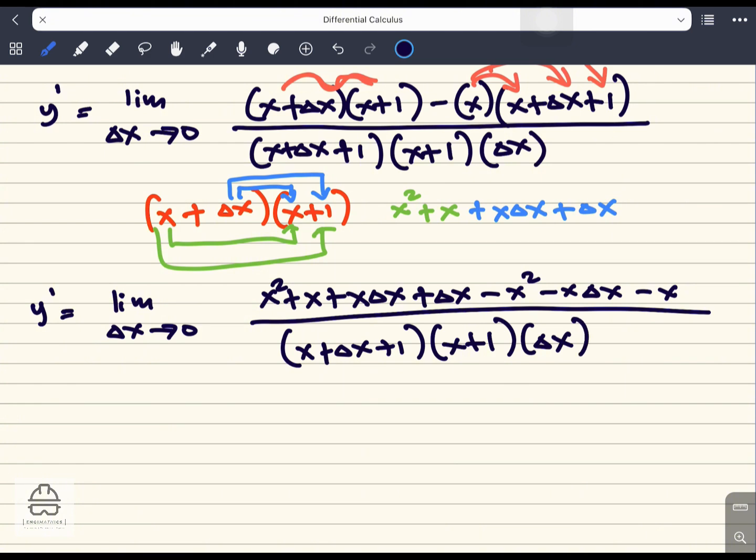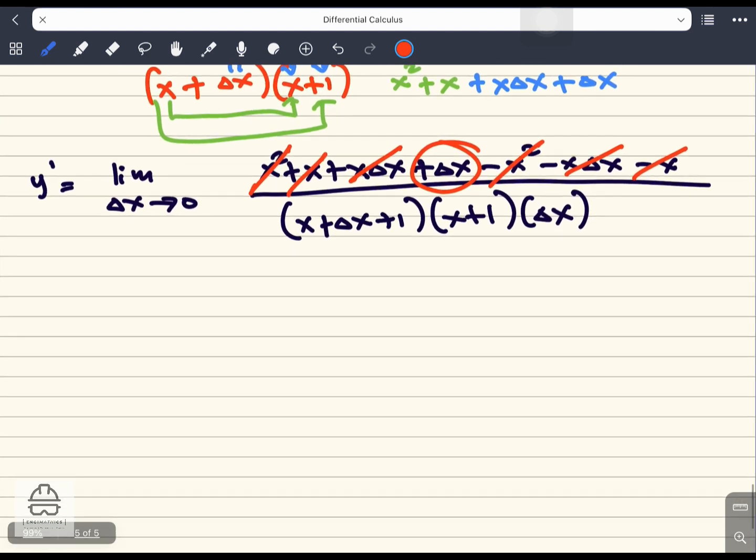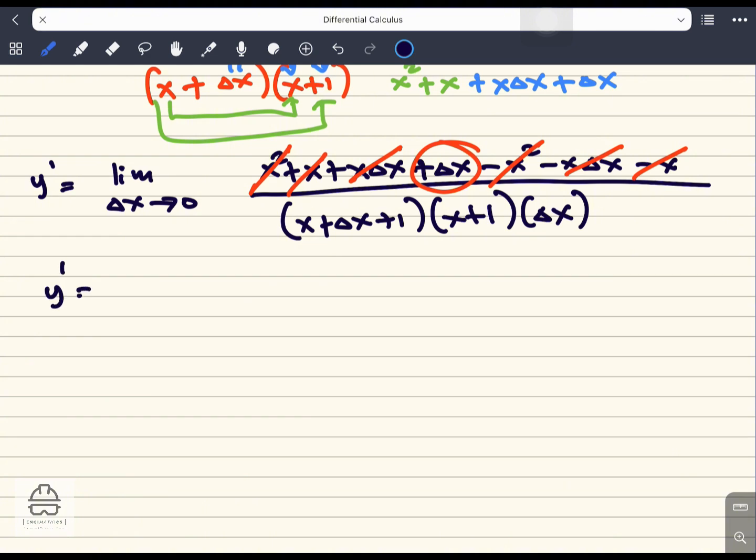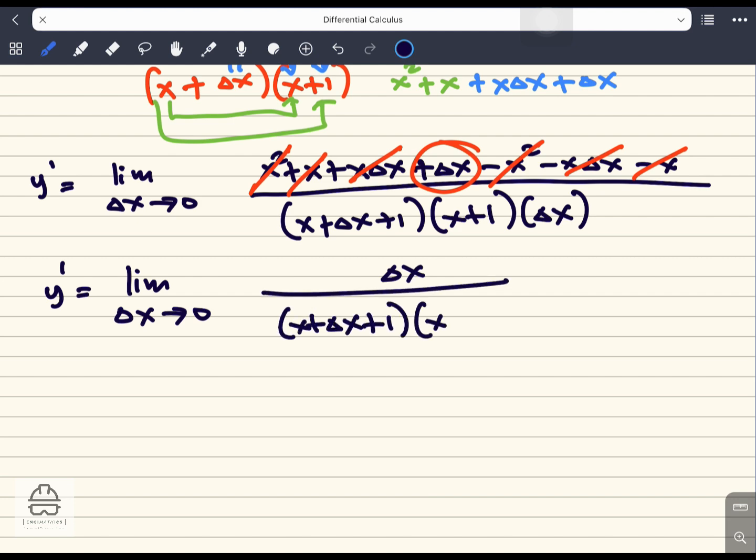Okay, same lang din. We will have to find the same terms. Then we will cancel out pag different yung signs. Okay, so we have positive x squared, negative x squared, positive x delta x, negative x delta x. We have positive x and negative x. So yung maiiwan na lang is yung delta x sa numerator natin. Okay, that would be y prime is equal to the limit as delta x approaches 0 of delta x divided by x plus delta x plus 1 times x plus 1 times delta x.